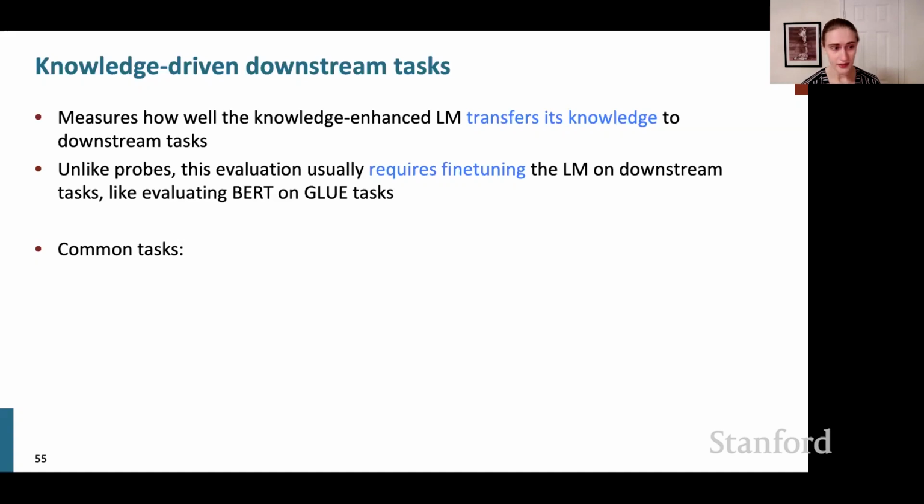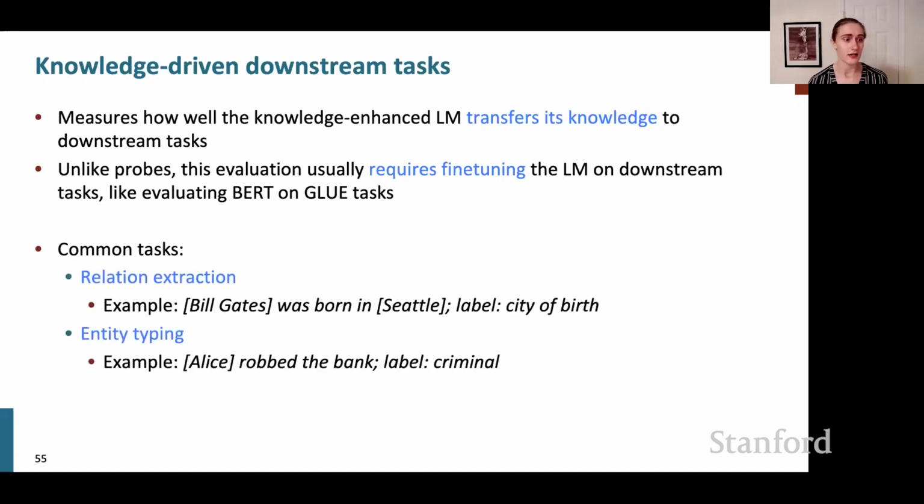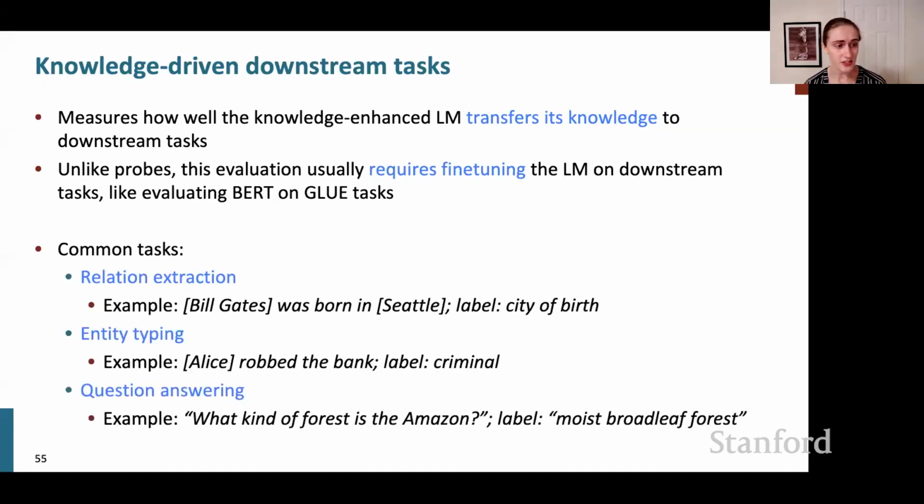Some common tasks that are used for this are relation extraction, entity typing, and question answering. Relation extraction is where you want to predict the relation between two entities. So this is getting back at one of the questions earlier in the talk in terms of, well, how do you get the relation? That's the edges in these knowledge bases. So given two entities, you learn a model to predict what is the relation between them.